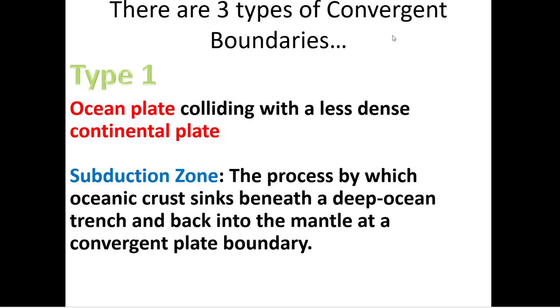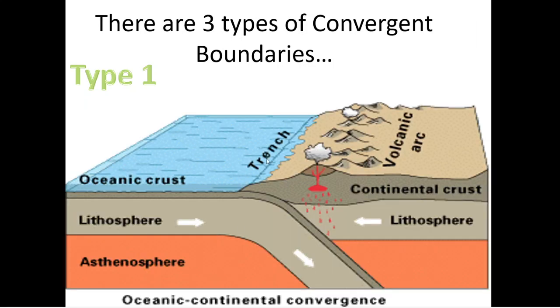There are three types of convergent boundaries. The first type is an ocean plate colliding with a less dense continental plate. So our ocean plates are definitely more dense than our continental plates, okay? Or we could have a subduction zone, the process by which an oceanic crust sinks beneath a deep ocean trench and back into the mantle at a convergent plate boundary, okay? So this is an example of type 1, okay?